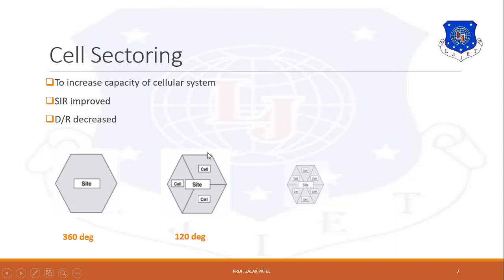The next sectoring method is 60 degree sectoring. In 60 degree sectoring, you have to divide the whole cell into 6 different partitions, because 360 divided by 6 gives us 60 degree. So these are 3 different cases: 360 degree, 120 degree and 60 degree sectoring. You can also opt for other sectorings like 180 degree or 270 degree, but for this you have to divide the cell accordingly. Here the role of the directional antenna is also important.